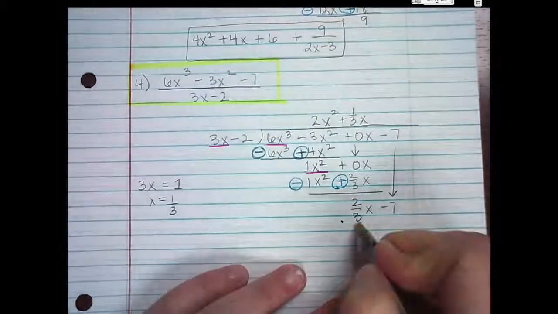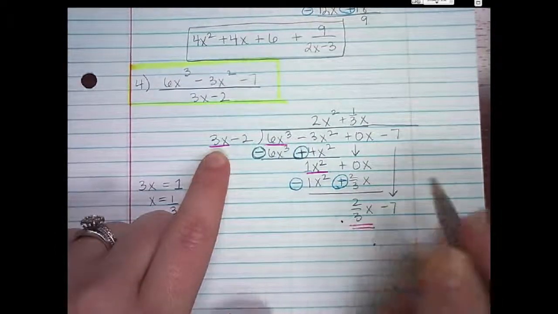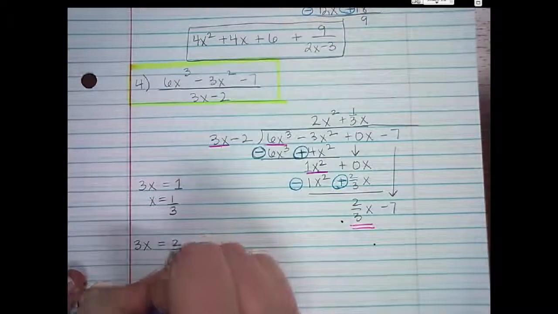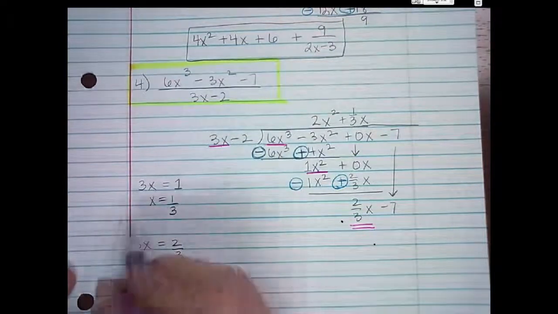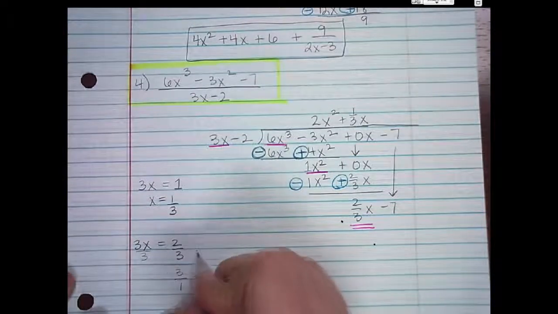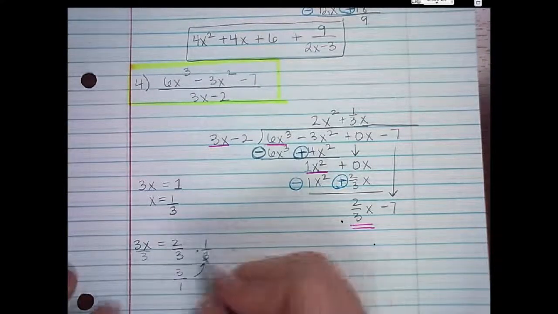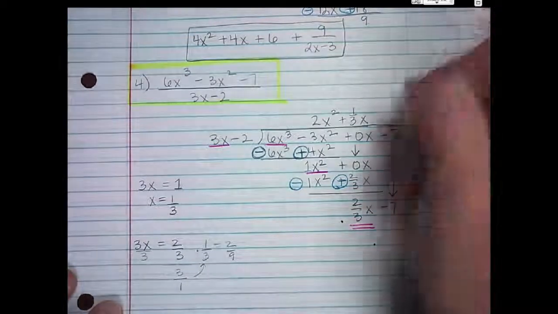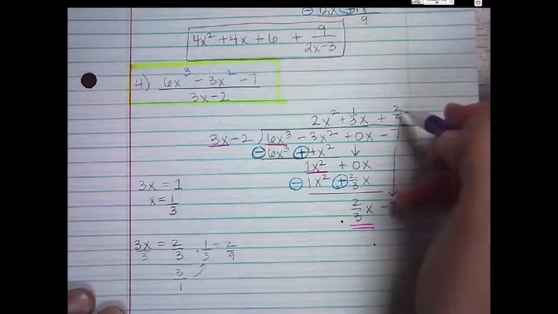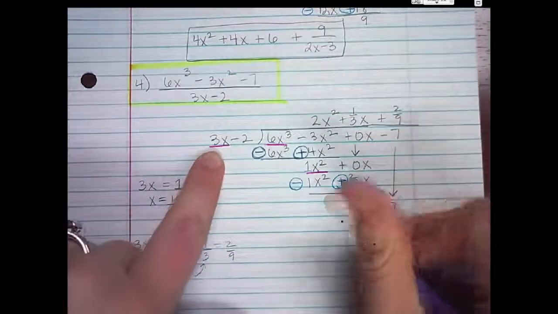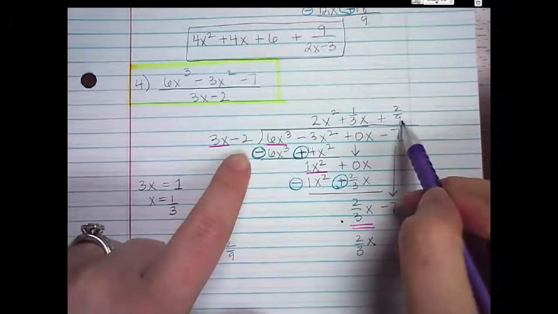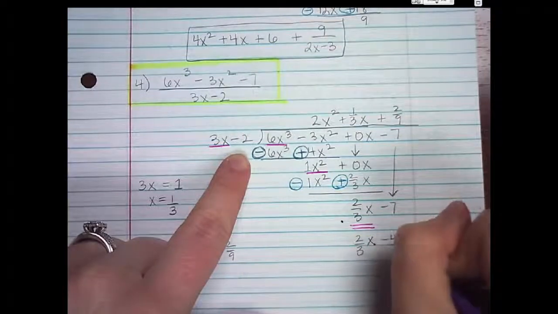So now I have to say, well, what times 3x gives me 2/3 x? So do it again. What times 3 gives you 2/3? Well, if I divide by 3, I would flip and multiply times 1/3. And so I get 2/9. So I'd say positive 2/9. So now let's multiply. 2/9 times 3. We know that's 2/3 x. And then 2/9 times negative 2 will be negative 4/9.